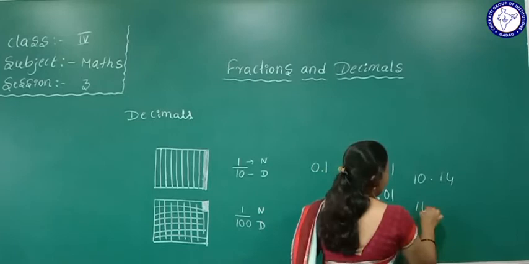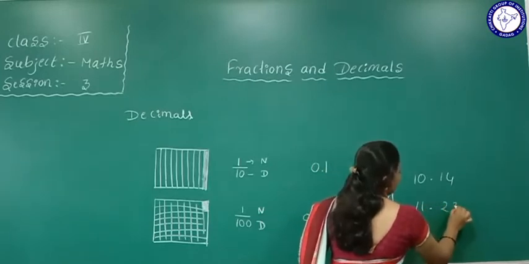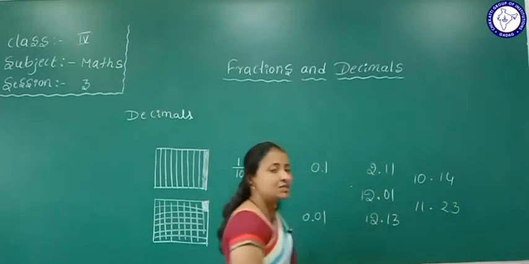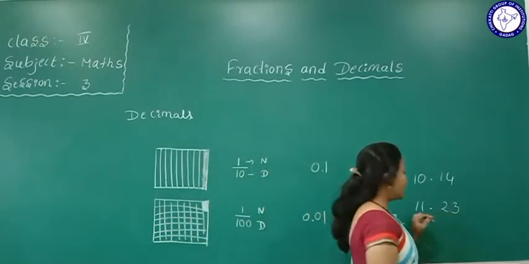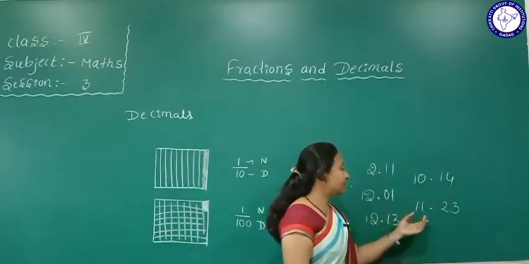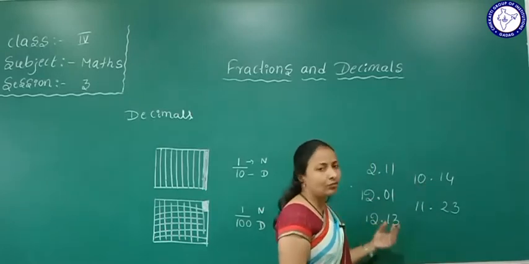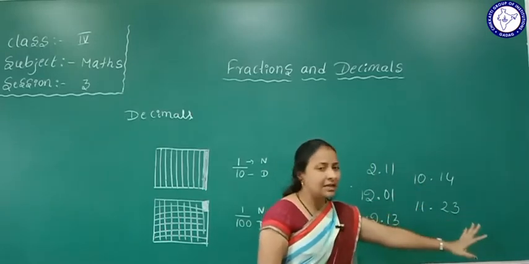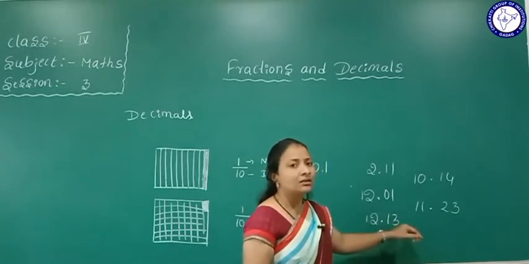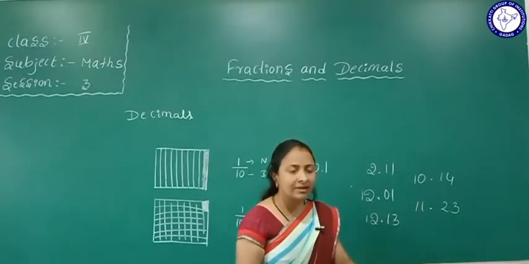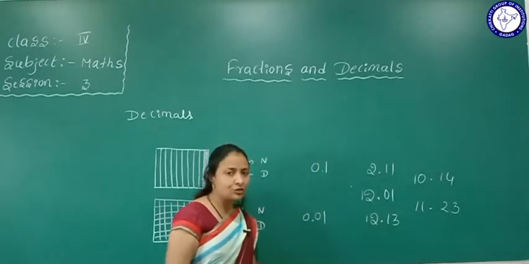Okay, 11.23. Yes, so these digits will be read here as 2, 3, 4 like that. Okay, but on the left side we read 11 point, 10 point, 12 point like that. But on the right side of the decimal point, we read 1, 2, 3, 4, 5, 6, 7 like that, digit by digit. Okay, understood this one?